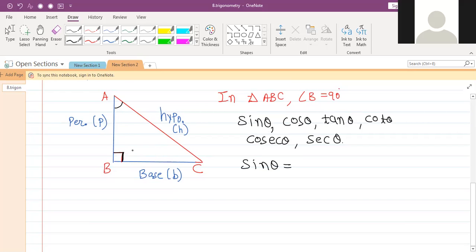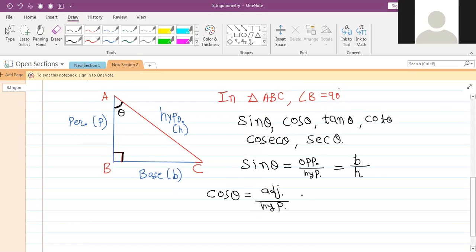Understand? So if we take this angle A as theta, what is the formula for sine theta? That is opposite upon hypotenuse. So the opposite of angle A is this BC, and we can consider that as the base B, and the hypotenuse we can consider H. Understand? Similarly, if we find cos theta, cos is adjacent upon hypotenuse.